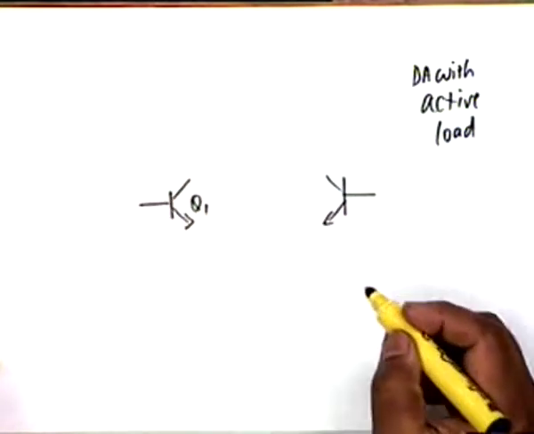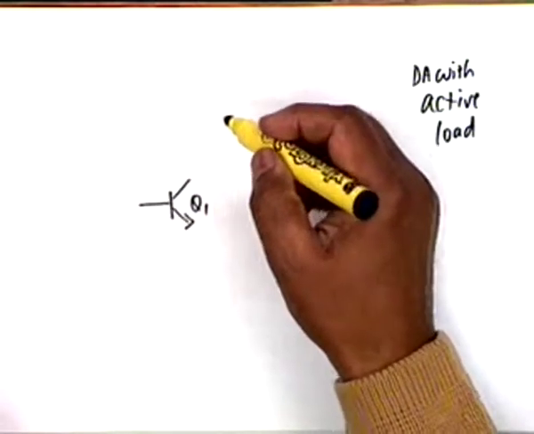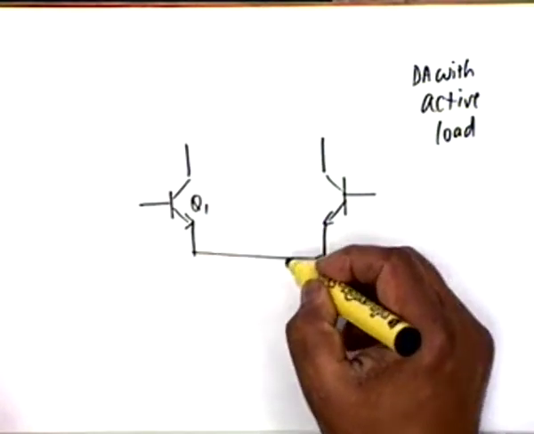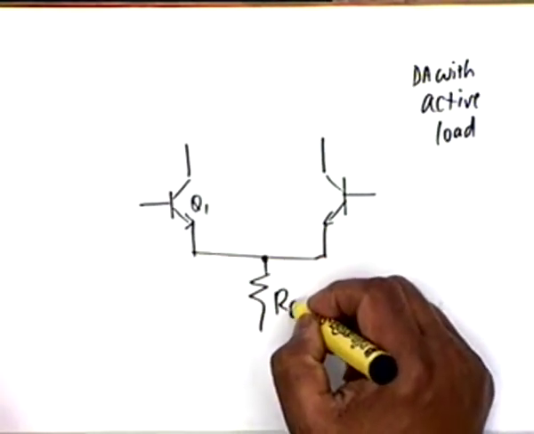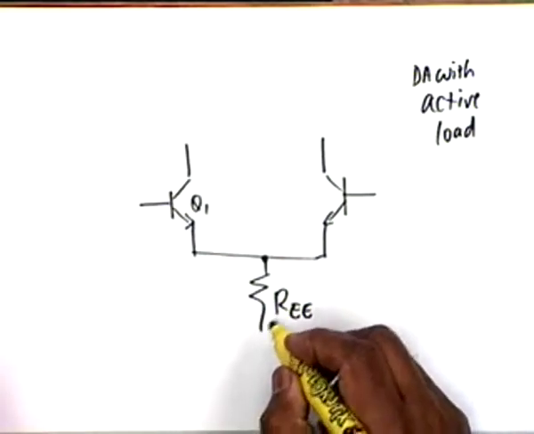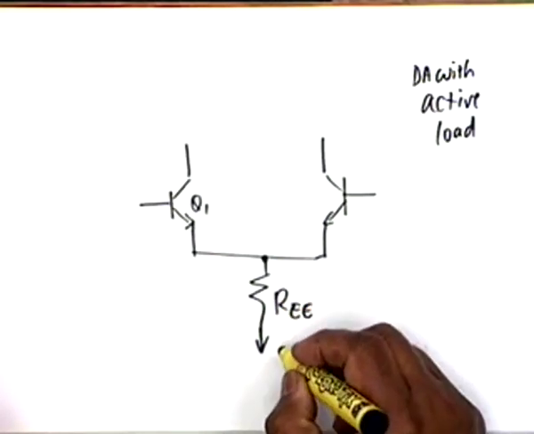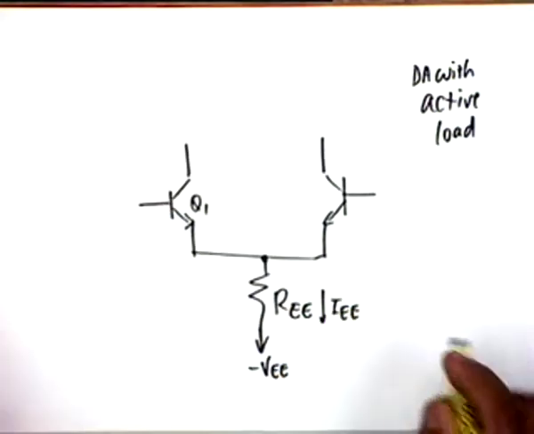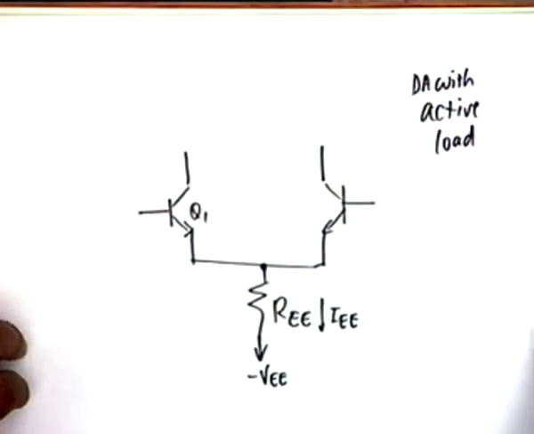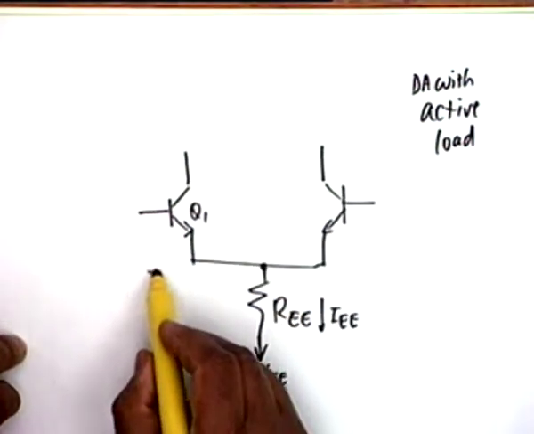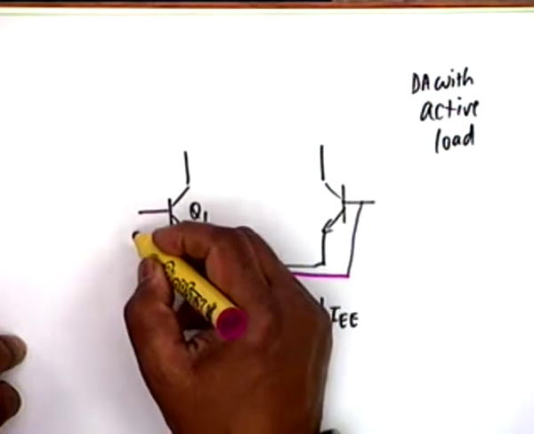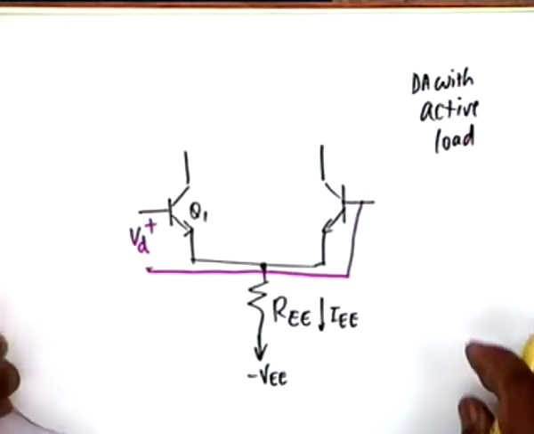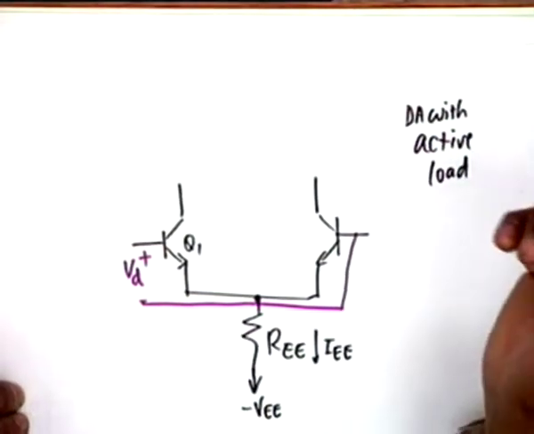Okay, we have the 2 bases. I want to show the base connections. I will show this, as I had promised, as a lumped resistance. Actually, this is also a current mirror. You can include this minus VEE, and this current is I sub EE. Let me show the input. The input is applied between the 2 bases. This is VD. Now, the current mirror comes like this, the active load.